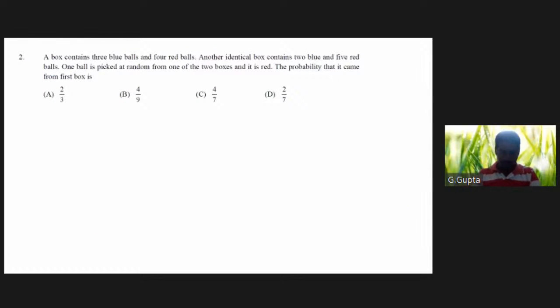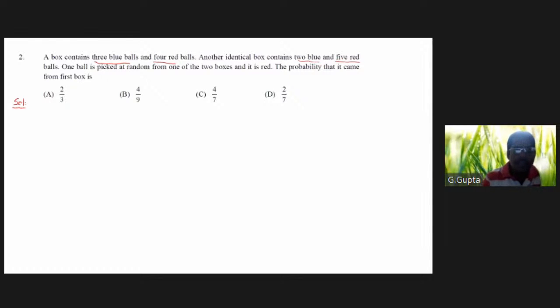This one, this is a GATE question, I think 2005. A box contains 3 blue balls and 4 red balls. Another identical box contains 2 blue and 5 red balls. One ball is picked at random.